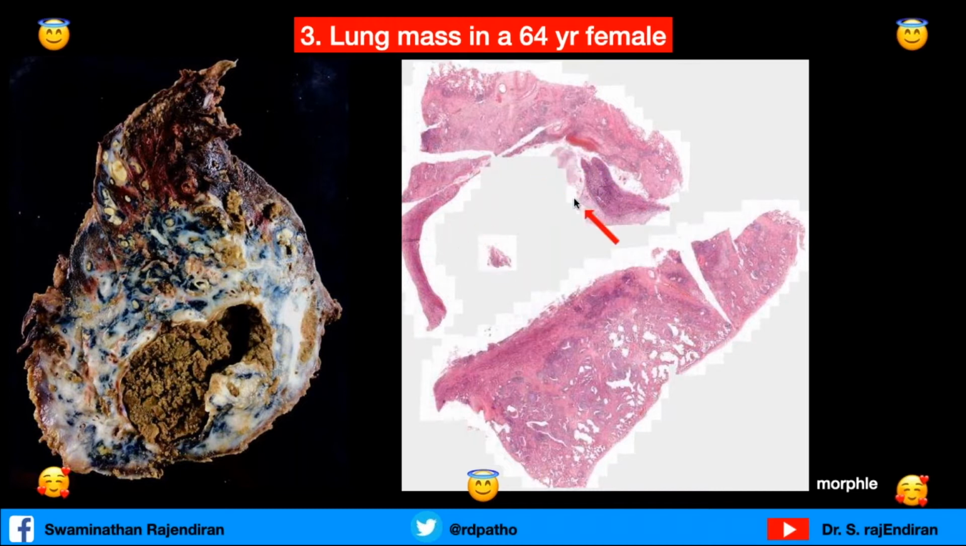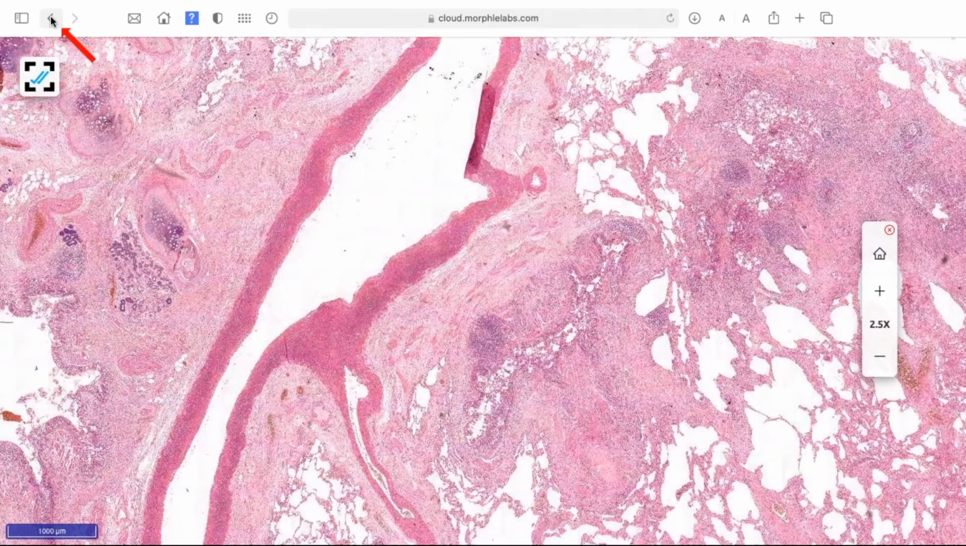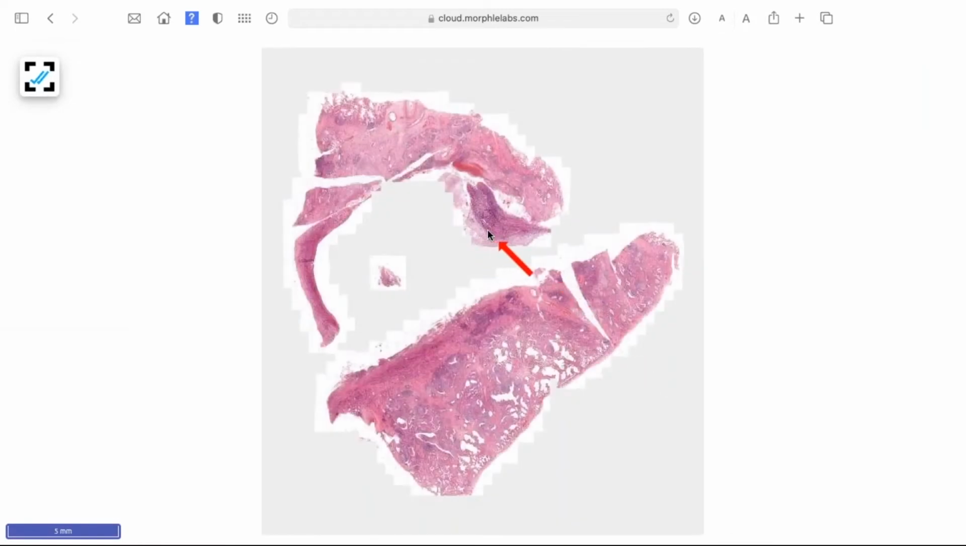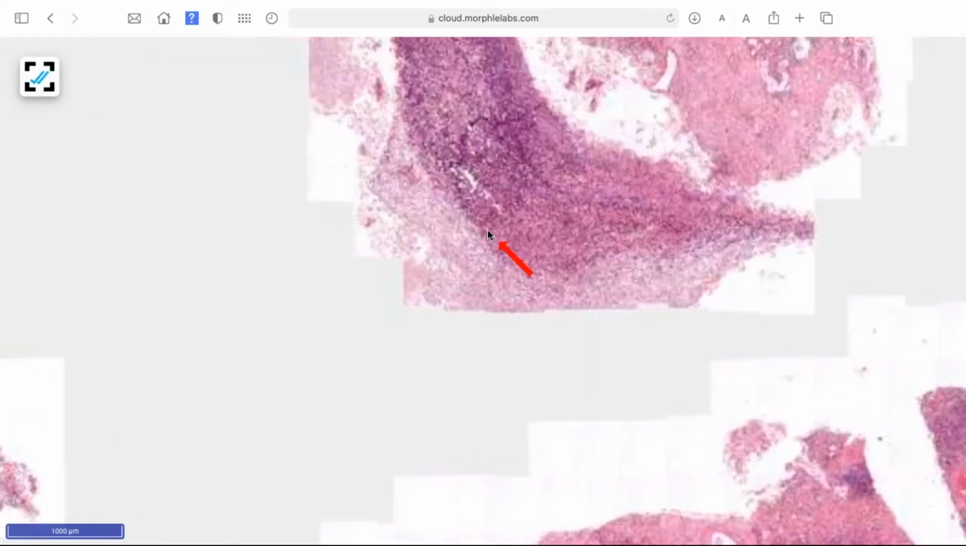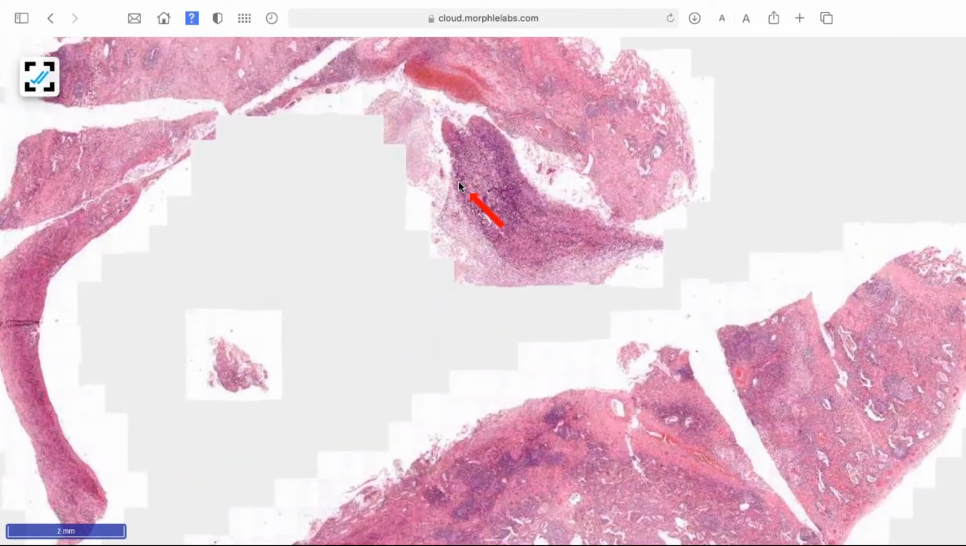Okay, so let us see how it looks. Ashwini, slide check. Working? Yes, sir. Super.